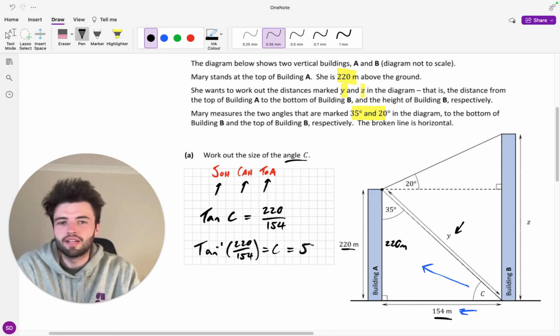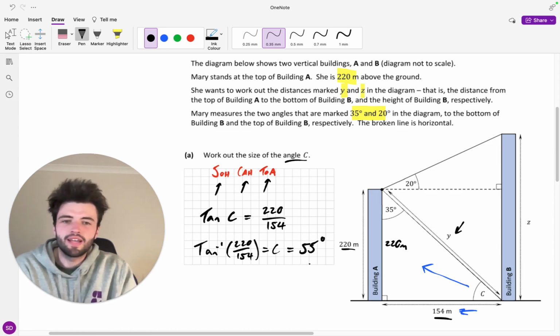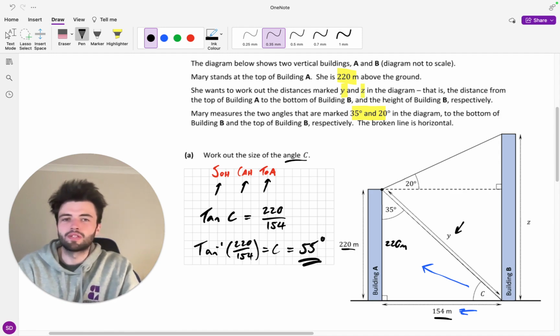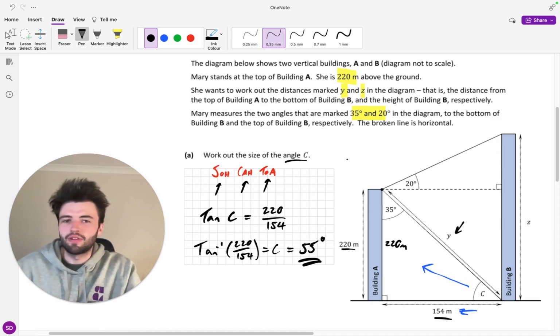So that is going to be the measure of the angle C in degrees, and that is it for part A. We just get the value of C, and it is very close to 55. They don't actually say whether to round this off or not, but because it's so close to 55, I'm just going to leave it as 55 degrees.